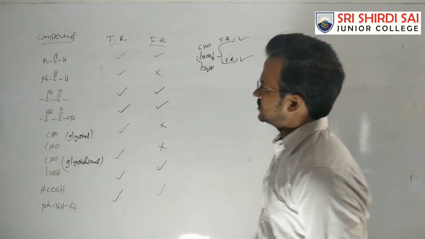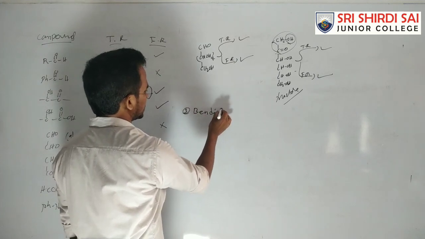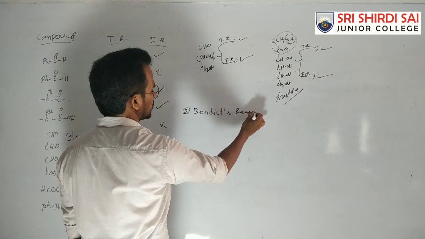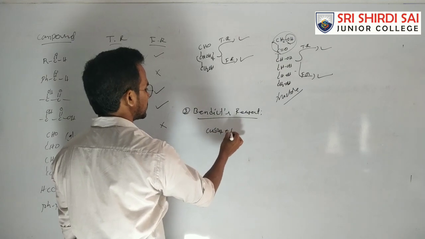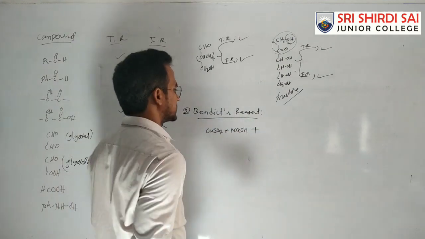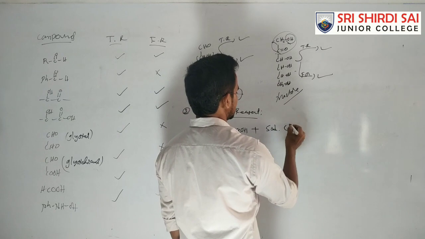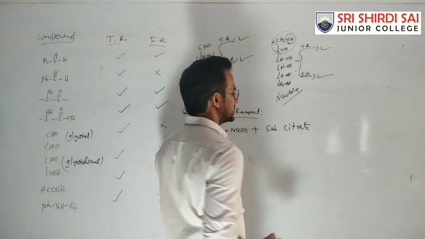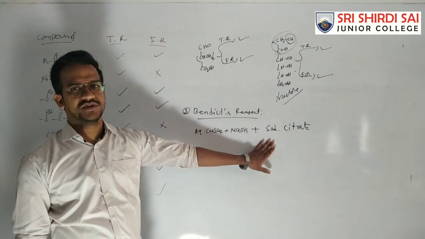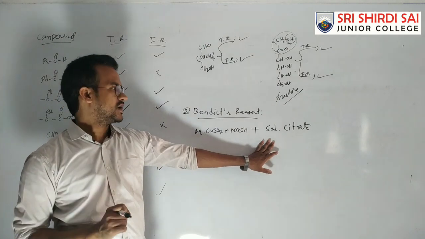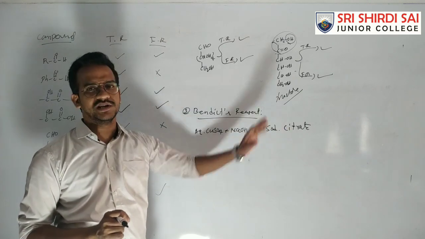Okay, that's it. So next, the third reagent, that is Benedict's reagent. Benedict's reagent means copper sulfate plus NaOH plus sodium citrate. It is a mixture of aqueous solutions of copper sulfate, NaOH and sodium citrate. It is also similar to Fehling's reagent. In place of the Rochelle salt, that is sodium potassium tartrate, here we are taking sodium citrate.